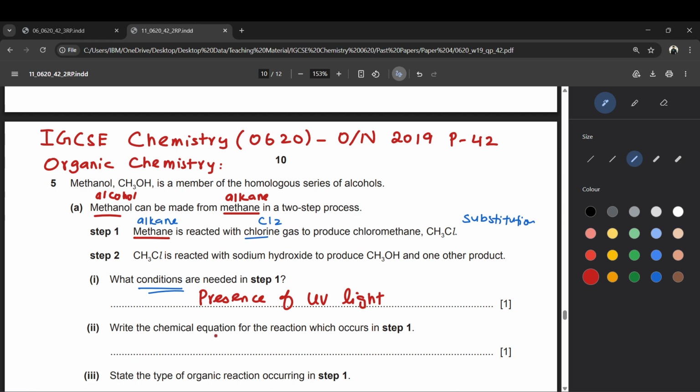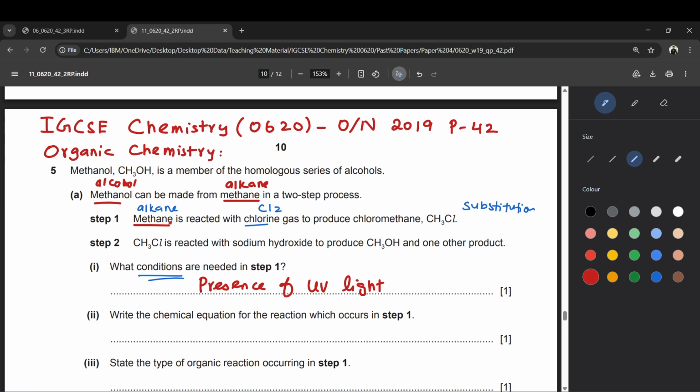Now it says write the chemical equation for the reaction which occurs in step one. First of all, let's look at the reactants. The reactants are methane and chlorine. So methane is CH4, chlorine is Cl2. Now this is something that is expected from you, what products you must get. However, it has already told you one of the products. So one of the products is chloromethane, where one hydrogen is being replaced, being substituted by chlorine, hence the name substitution.